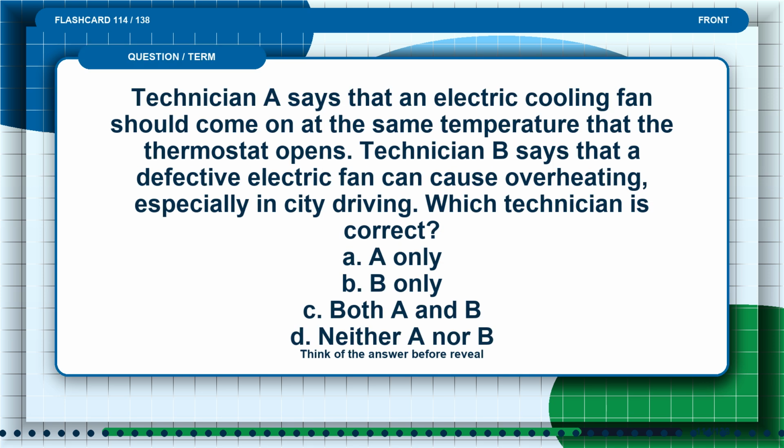Flashcard 114. Technician A says that an electric cooling fan should come on at the same temperature that the thermostat opens. Technician B says that a defective electric fan can cause overheating, especially in city driving. Which technician is correct? A. A only. B. B only. C. Both A and B. D. Neither A nor B. Pause and think of the answer before the reveal.